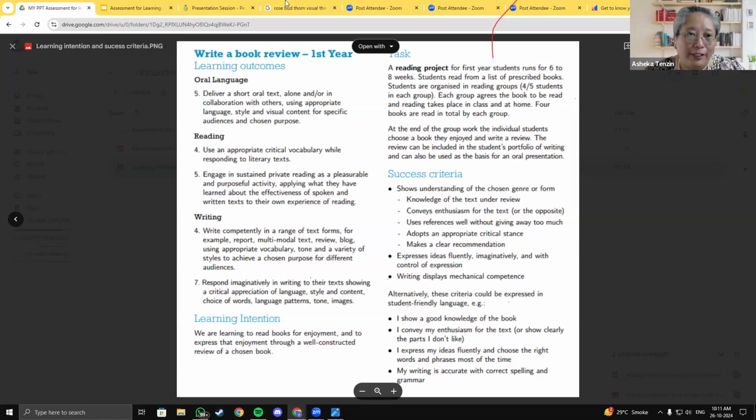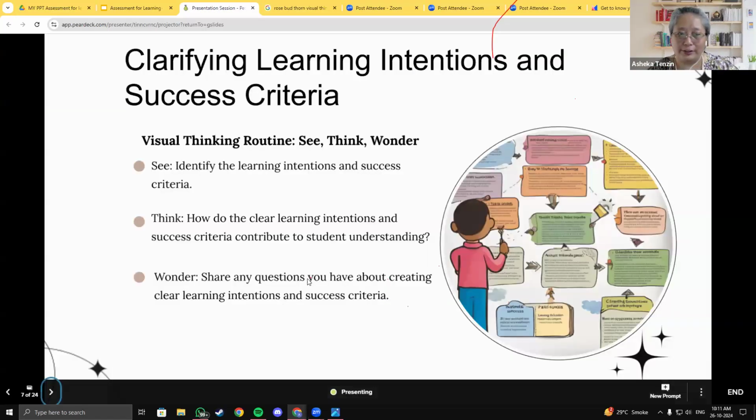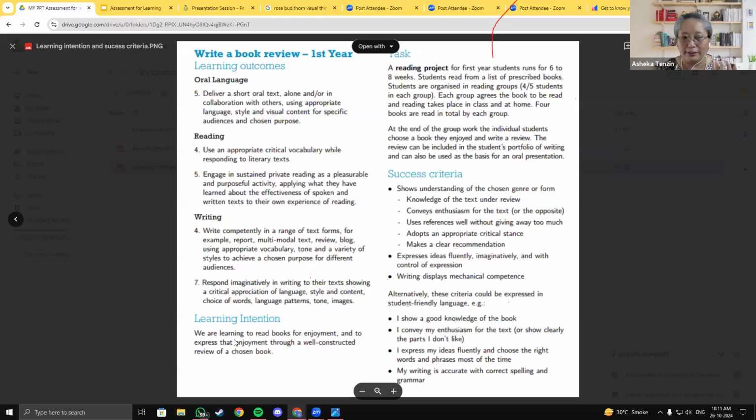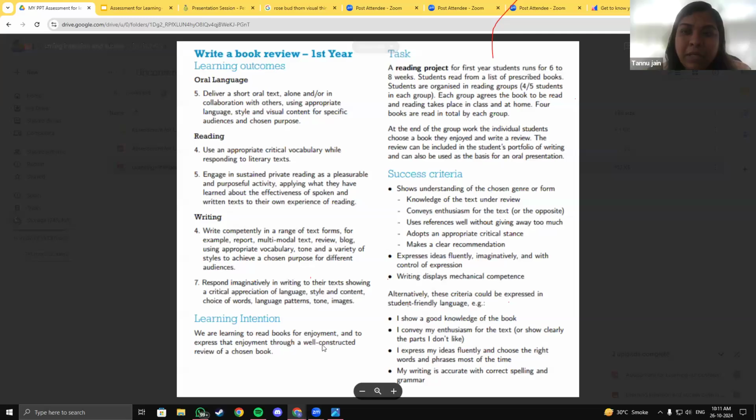So when you go to this presentation, you have identified the learning intention. What do you think is a learning intention here? Learning intention is basically the target you are wanting them to reach, and success criteria is how are you going to reach over there. The rubric is how you make it successful to reach that.